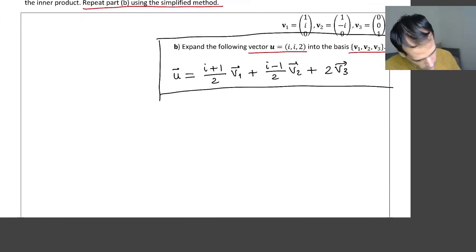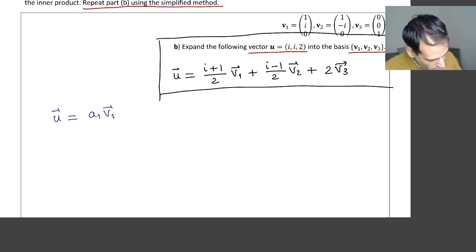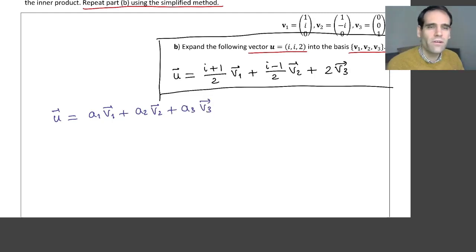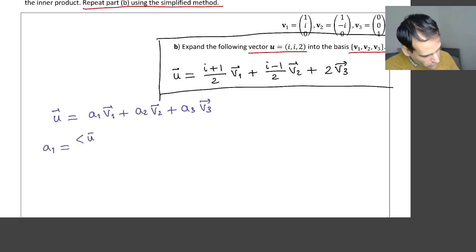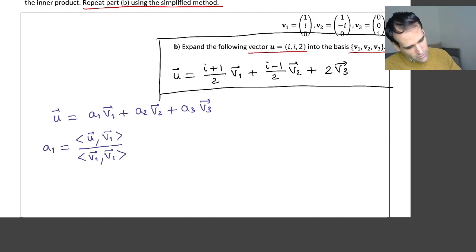So here we know that u will be equal to a1 times v1 plus a2 times v2 plus a3 times v3, because v1, v2, v3 form an orthogonal basis. And therefore, since they are an orthogonal basis, the coefficients are given by this recipe here: the inner product between u and v1 divided by the inner product between v1 with itself. So remember, this is very important.